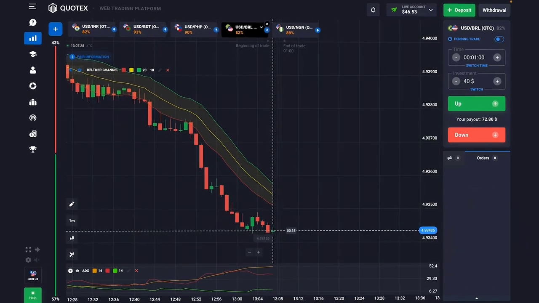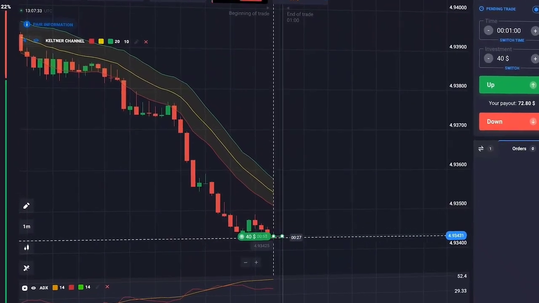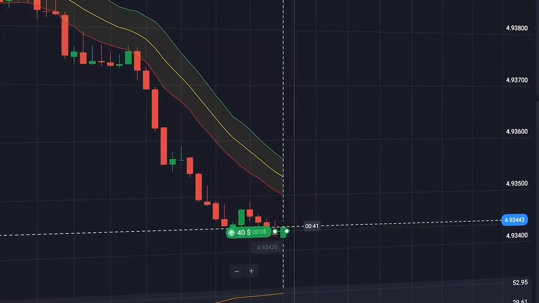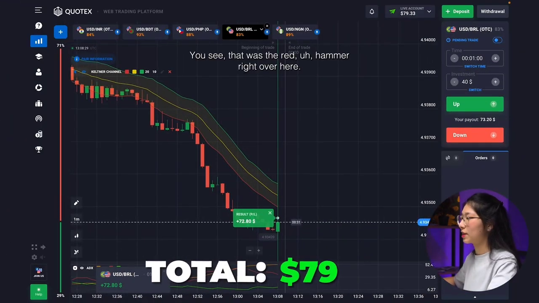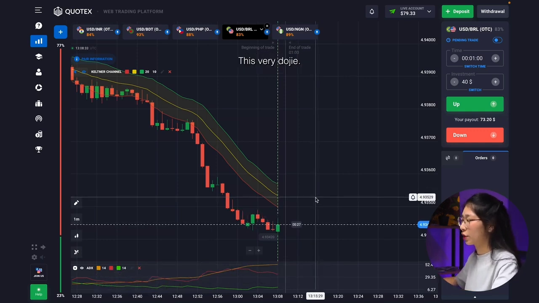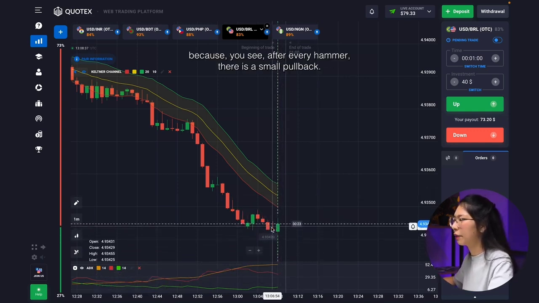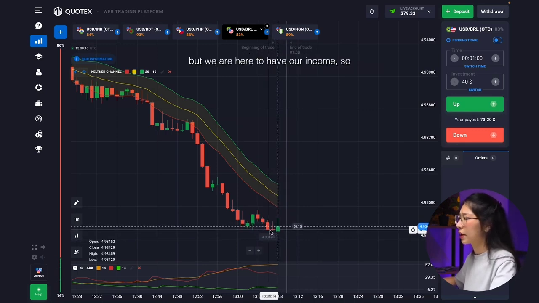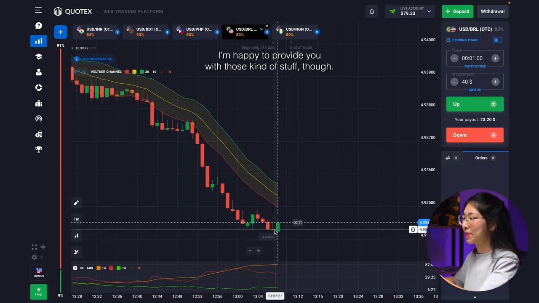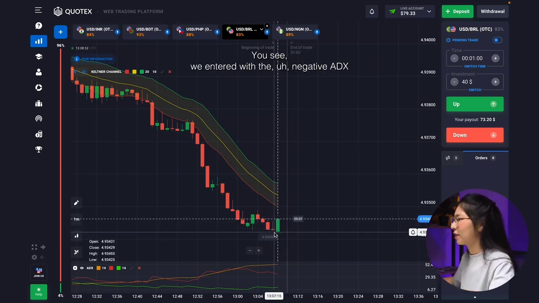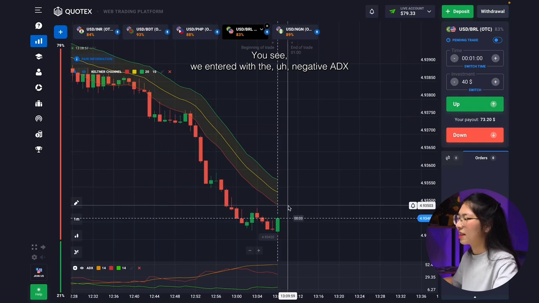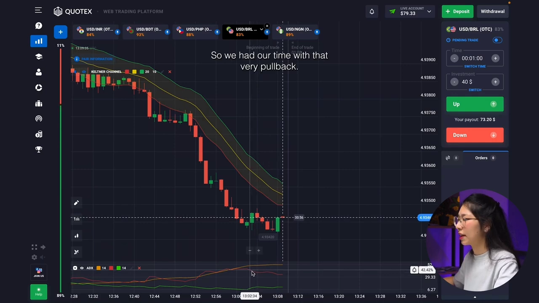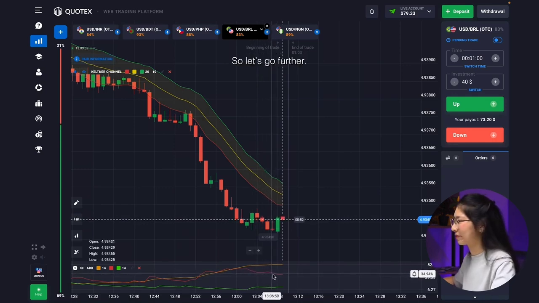Let's go. So perfect case, guys. You see it was the red hammer right over here. This is the doji, and I'm happy that I'm showing it to you because you see after every hammer there is a small pullback, and sometimes you might say that it brings you to confusion, but we're here to have our income, so I'm happy to provide you with this kind of stuff. And you see we entered with the negative ADX directional indicator going a little bit down, so we had our time with that very pullback, and let's go further.